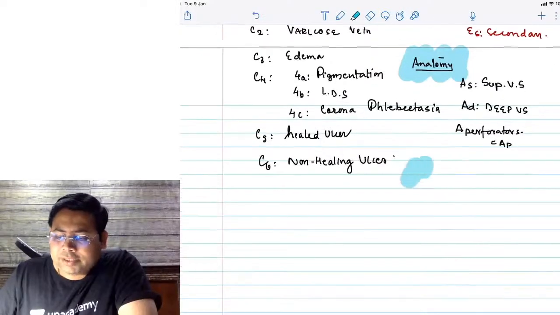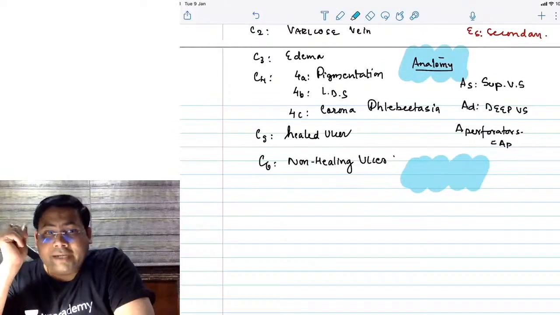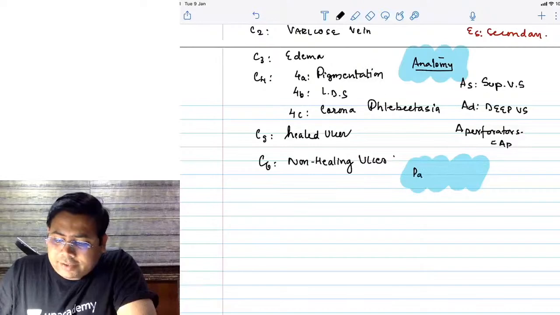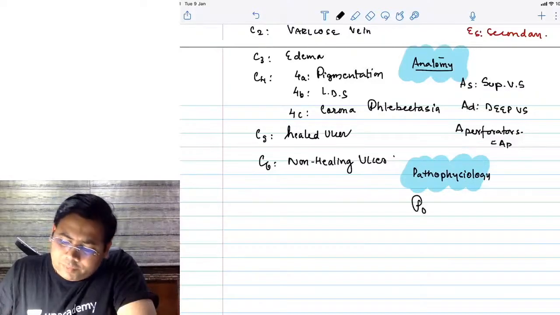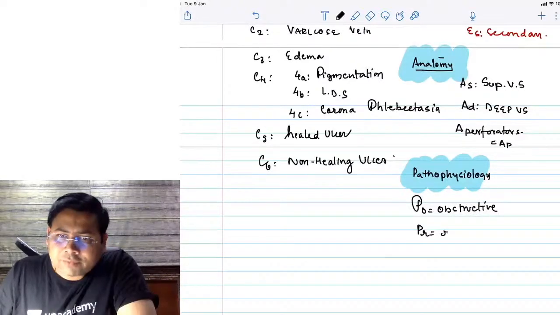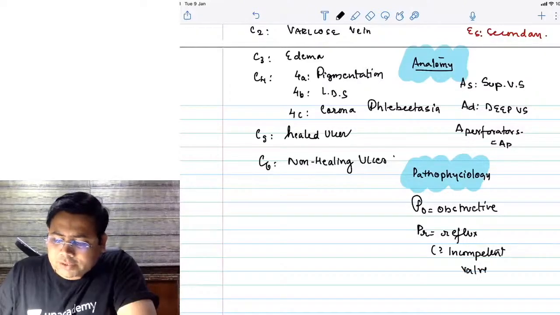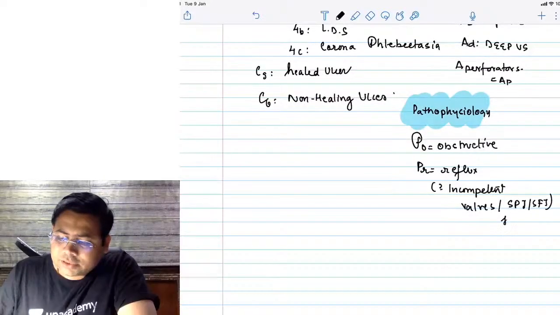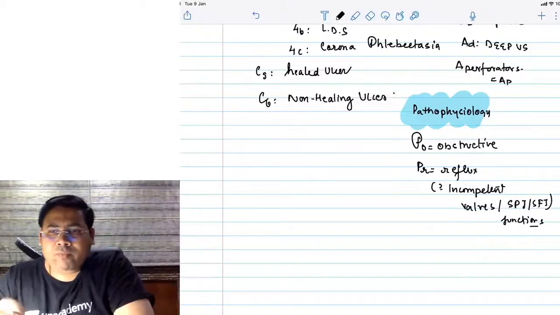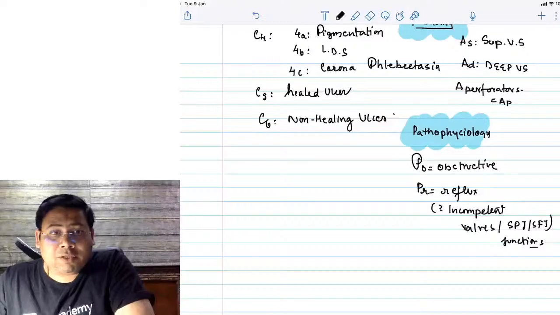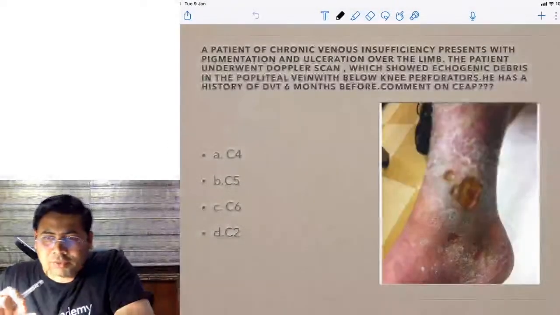The last in this component is the P. Now many of you don't understand the importance of this P and you commit the error here only. So pathophysiology. When you talk about pathophysiology, either it will be PO, that is obstructive, or it will be PR, that will be reflux. Students, reflux generally happens because of incompetent valves, and you can say incompetent SFJ and SPJ junctions. Are you getting this? This is actually very important. Now let us go to the question and see what is the answer here. So within 1 minute we will see everything.